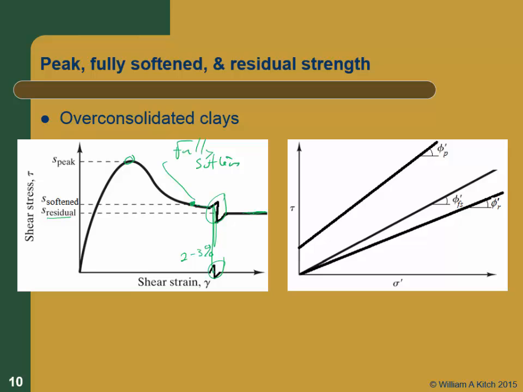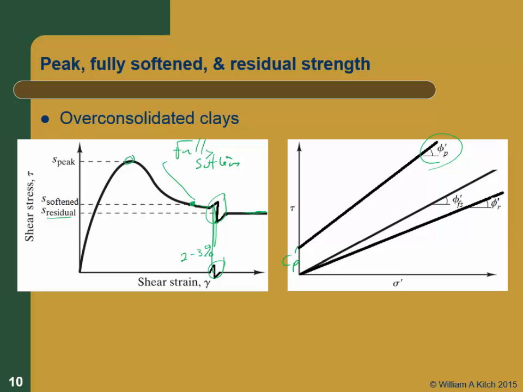You're going to have three different envelopes in this case. Your peak strength is going to have the highest friction angle, and it's also going to have some cohesion. This is not necessarily apparent cohesion, but there's going to be some cohesion, and it's an effective stress cohesion.